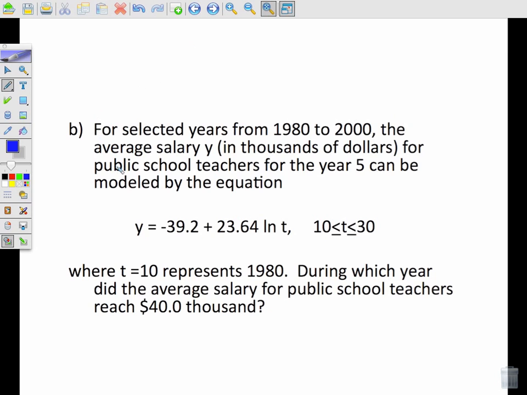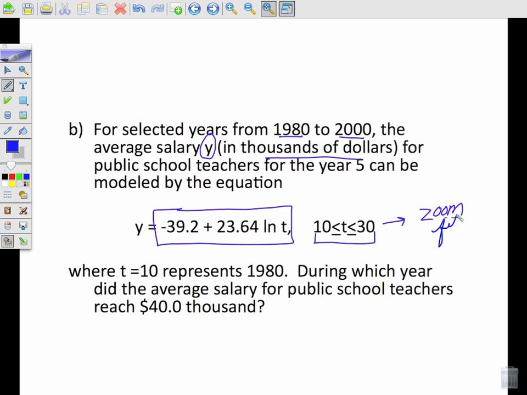All right, we got one more problem left, and you are going to do this in your calculator. For selected years of 1980 to 2000, the average salary y in thousands of dollars for public school teachers for the year t can be modeled by the equation. Here's what you're going to put into Y1. You can use the x for your t here, and you're going to set your domain from 10 to 30. You're going to graph it and set your window up, and you can do zoom fit, and that will give you a nice window.